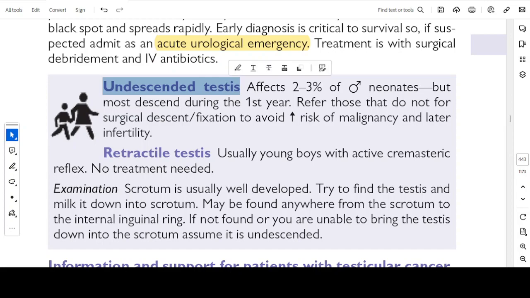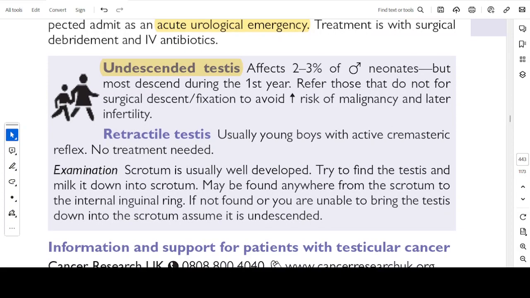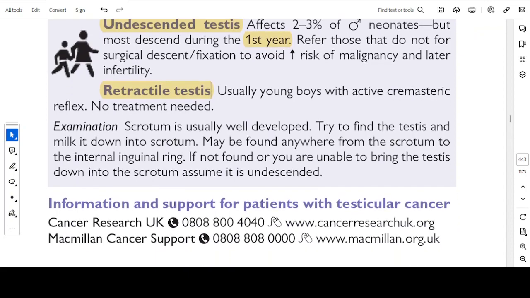Undescended testes affects 2 to 3% of male neonates, but most descend during the first year of life. Refer those that do not descend during the first year of life for surgical descent and fixation to avoid increased risk of malignancy and later infertility. Retractile testis, usually in young boys with active cremasteric reflex, no need of treatment.